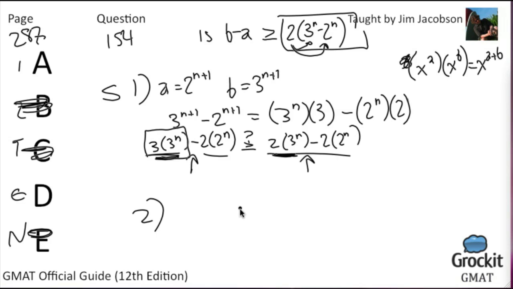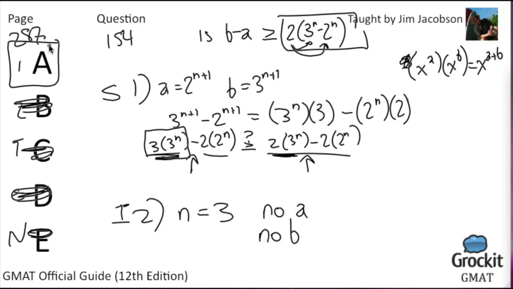Statement 2, all we find out is that n equals 3. There's no way we could figure out anything from n equals 3. Well, we could figure out what 3 to the n minus 2 to the n equals and what 2 times that equals, but without a and b, we have nothing. No a, no b. We can't answer the question, so statement 2 is insufficient. It's not D. It is answer choice A.